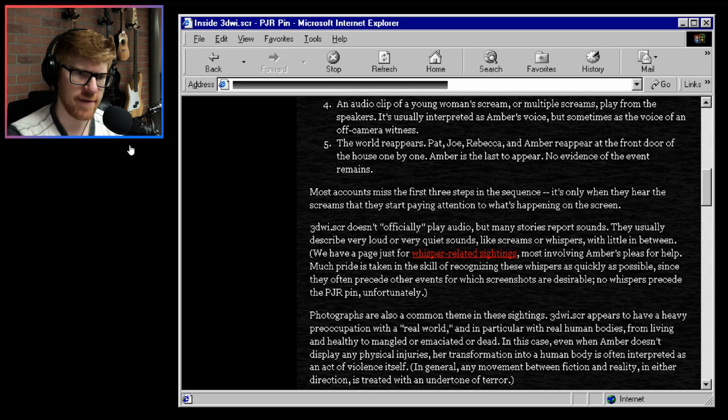3D Whisker appears to have a heavy preoccupation with a real world, and in particular with real human bodies, from living and healthy to mangled or emaciated or dead. In this case, even when Amber doesn't display any physical injuries, her transformation into a human body is often interpreted as an act of violence itself. In general, any movement between fiction and reality, in either direction, is treated with an undertone of terror.